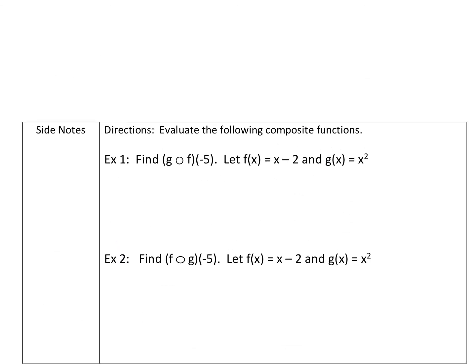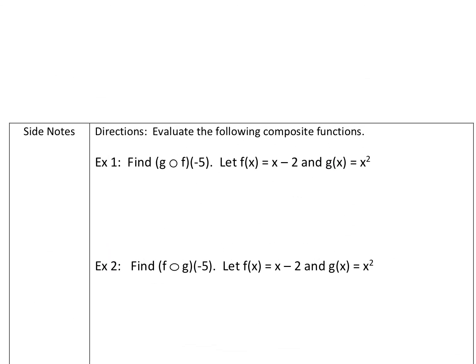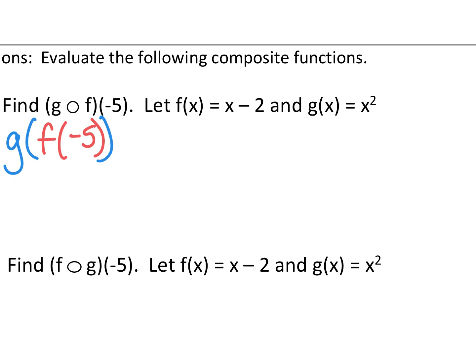Here we go. Number 1. G of f of negative 5. Okay? I'm going to write that in the better notation. So g comes first, right? What's going on the inside? F of, not x, negative 5, good. Yep, we're using a number. And we said we work from the inside out, so meaning I need to find f of negative 5 first. Do we know how to do that?